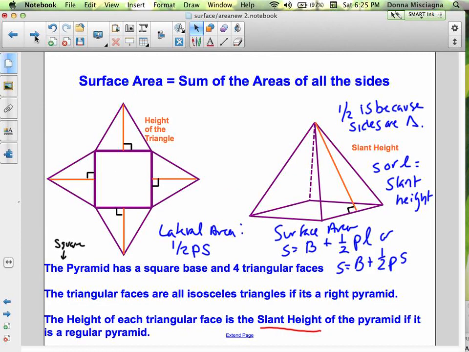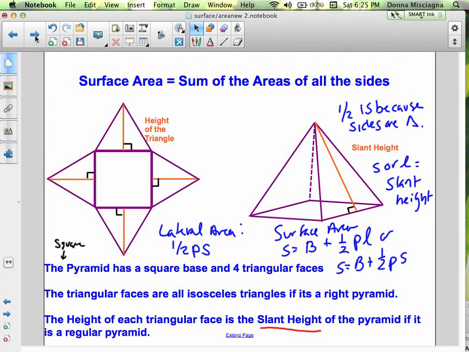So surface area, remember, is the sum of all the sides. Here I've kind of cut my pyramid. So we have one base. A square pyramid has a square base and 4 triangular faces. We also will look at a triangular pyramid. We're not going to be finding the surface area of the other pyramids, maybe a rectangular pyramid. So square, rectangular, and triangular.